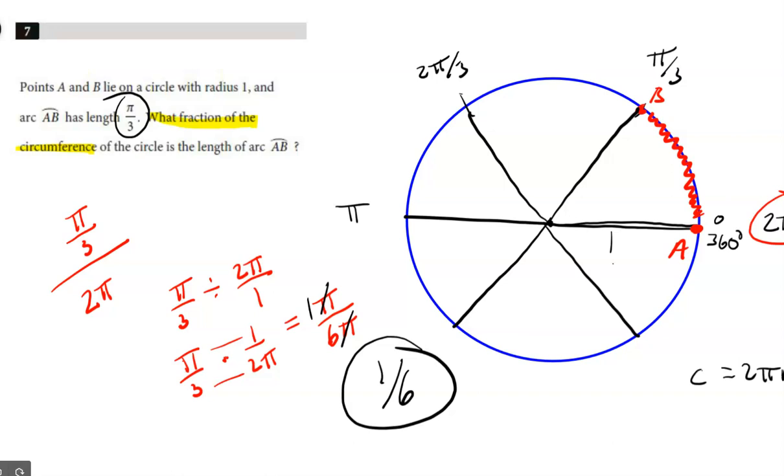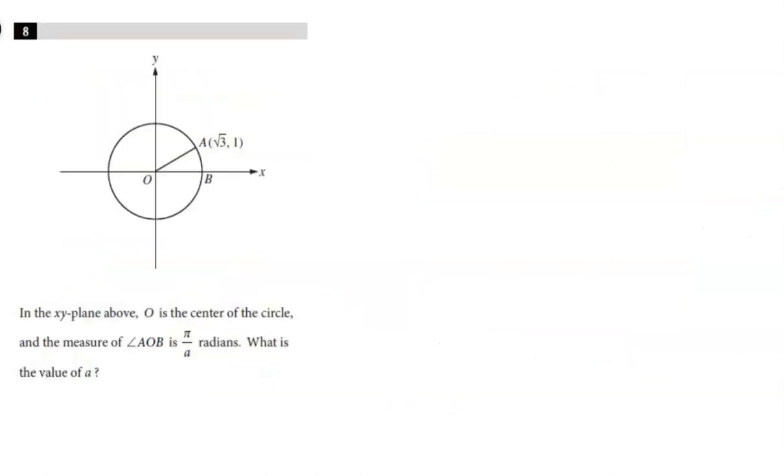If I wanted to keep these pi's going, this would be 3 pi over 3. This would be 4 pi over 3. This would be 5 pi over 3. And then I'd be back to 6 pi over 3, which is just 2 pi.